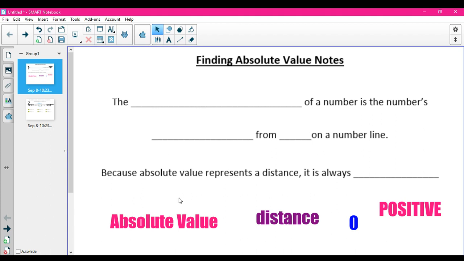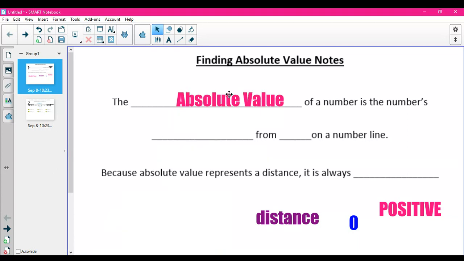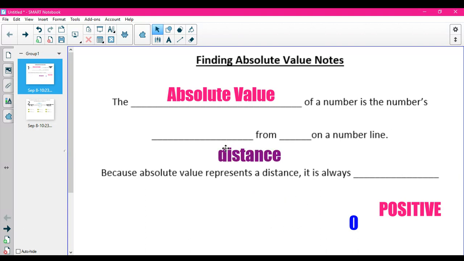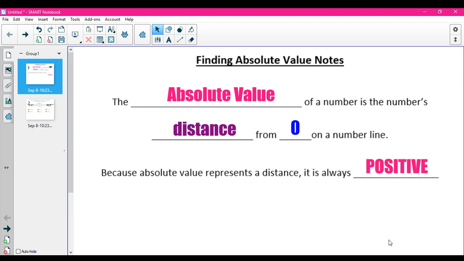Today we're going to be talking about finding absolute value. So the first thing we need to know is the definition. The absolute value of a number is the number's distance from 0 on a number line. So that means we're going to count how far away each number is from 0 on a number line. And because absolute value represents a distance, that distance always has to be positive.